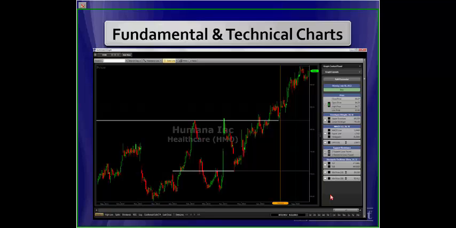These are actually some of the best looking charts that I've seen in any product on the market, and if you don't like the black background, you could switch it to white. You're not stuck on the black.